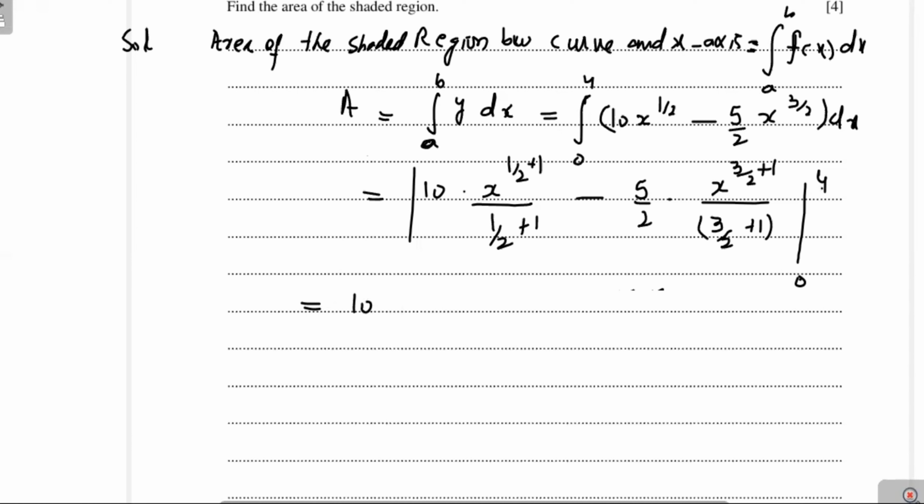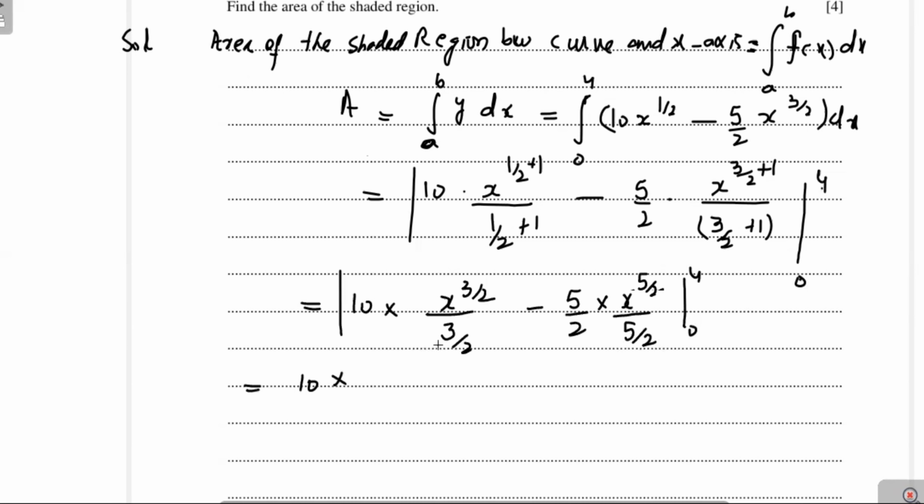We can write it as 10 into x power 3 over 2 over 1 over 2 plus 1, which is 3 over 2, and same here minus 5 over 2 into x power 5 over 2 over 5 over 2. We can write it as 10 and apply the limit also here 0 to 4. Next is 10 into 3 over 2, we can write it as 2 over 3 into x power 3 over 2, minus 5 over 2 into 5 over 2 shifted from denominator to numerator becomes 2 over 5 and x power 5 over 2. Now we apply the limit 0 to 4.